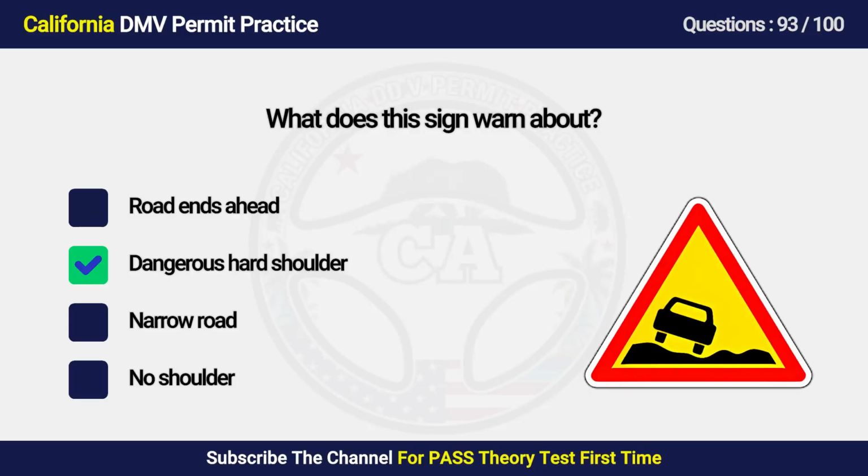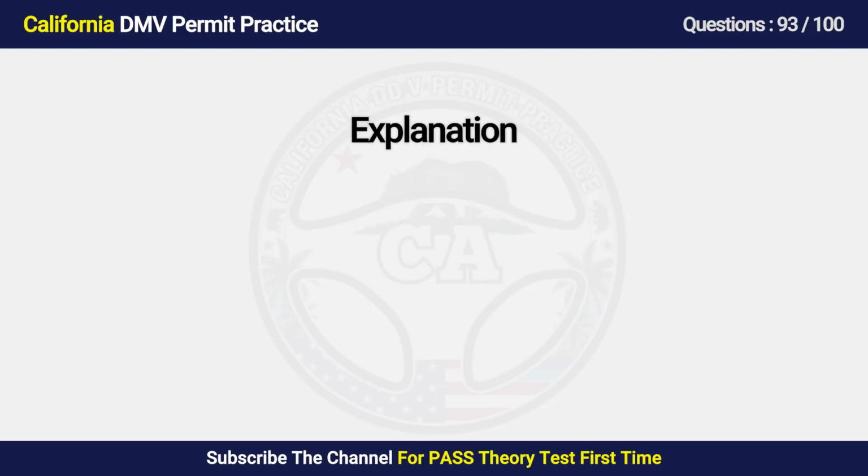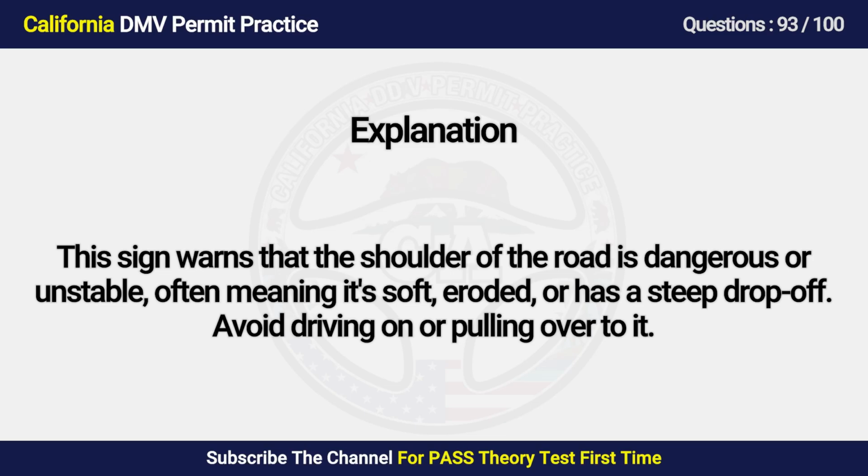Answer is B. Dangerous hard shoulder. This sign warns that the shoulder of the road is dangerous or unstable, often meaning it's soft or has a steep drop-off. Avoid driving on or pulling over to it.